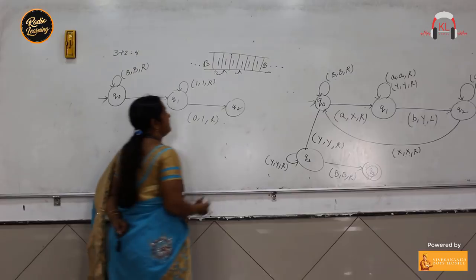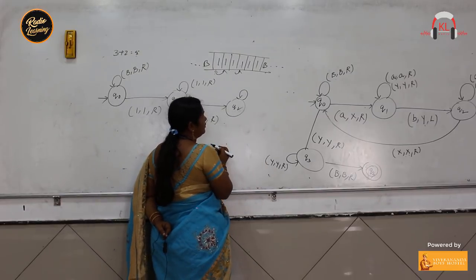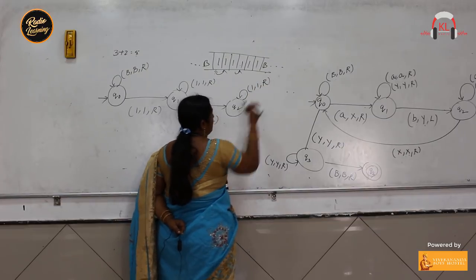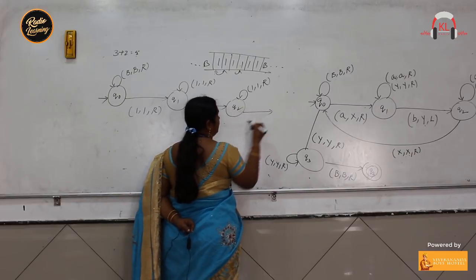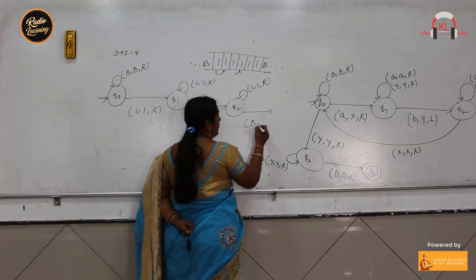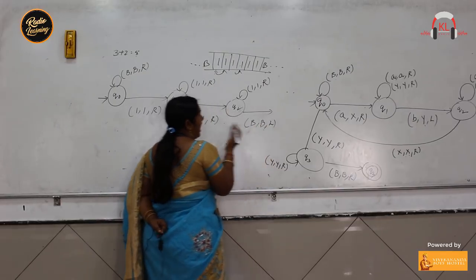Then now I found 1. If you found any number of 1s, then what I have to do here is, you have to keep 1 as it is and move right. I'm moving right. Then I found blank. Whenever you found blank, what I have to do here is keep it as blank as it is and move left. So I moved left.